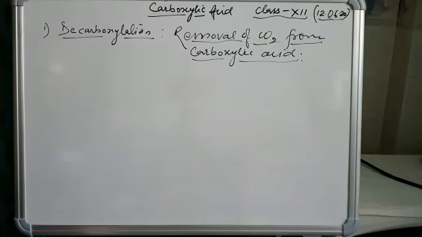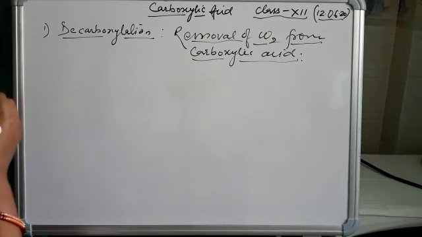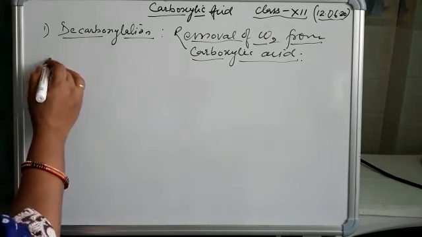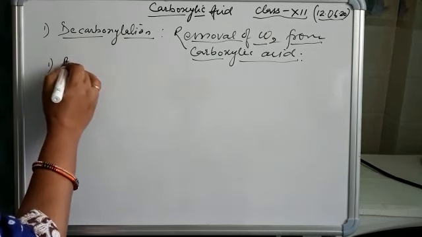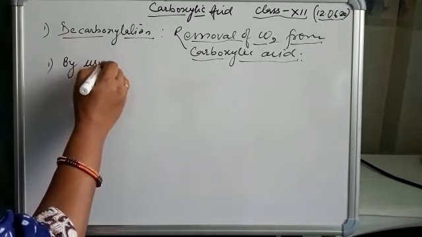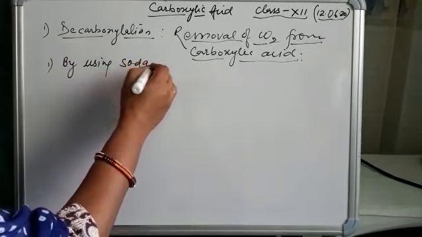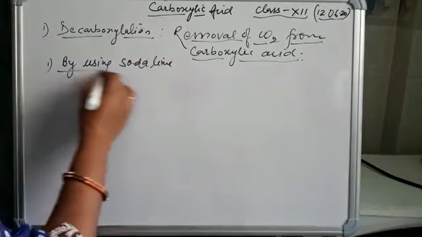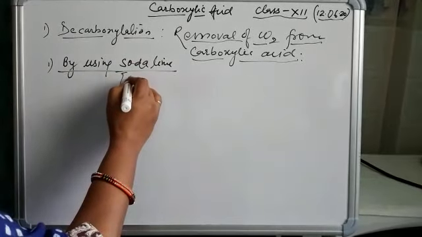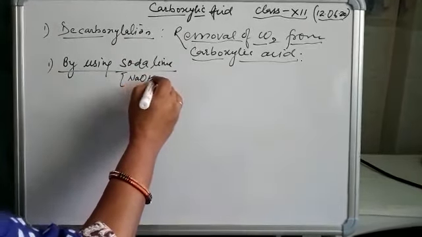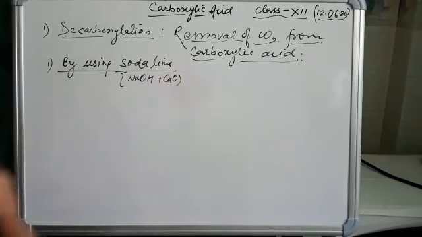Hello students, let's start the decarboxylation reaction of carboxylic acid. Decarboxylation means removal of carbon dioxide from carboxylic acid. As we have discussed earlier, by using soda lime, the first method, we know that soda lime is a mixture of sodium hydroxide and calcium oxide.